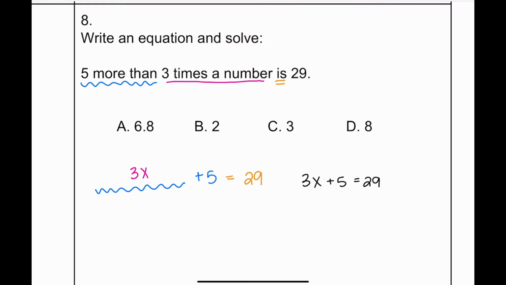Well, we want to get our constants on the same side, so we'll subtract 5 on both sides to get it away from the x. So 3x equals 24. 3 times what number gives us 24? We can isolate the x by splitting the 3 away from it through division. So x equals 8.